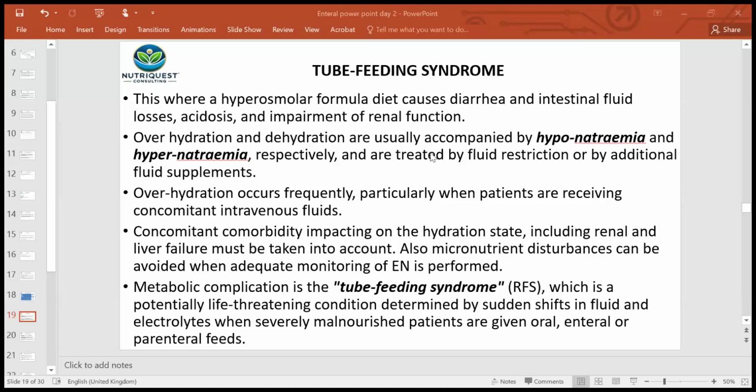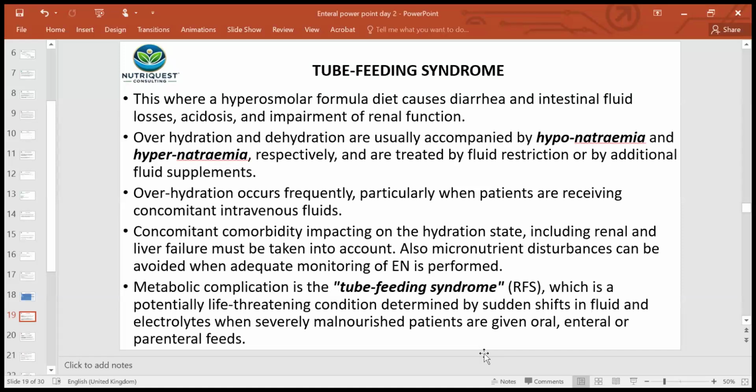So it is important to note that the parenteral feeds, like let's say we are doing dextrose alternating with normal saline, they still count toward the total fluid that this patient requires, so that we avoid overhydration. Overhydration can cause challenges, and can cause refeeding syndrome. Concomitant comorbidities impacting on hydration state, including renal and liver failure, must be taken into account.